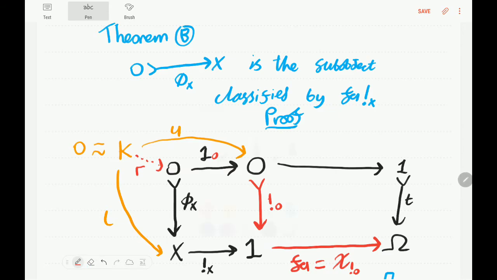And we have a similar result at the bottom because, again, L is just going to be this unique arrow from this initial object K to X, and so of course that has to be equal to 0X after R, because there's only one such arrow. So yes, we do have this unique arrow that makes these triangles commute. So yes, this is a pullback square. So indeed, the pullback of exclamation mark 0 along exclamation mark X is just 0X.